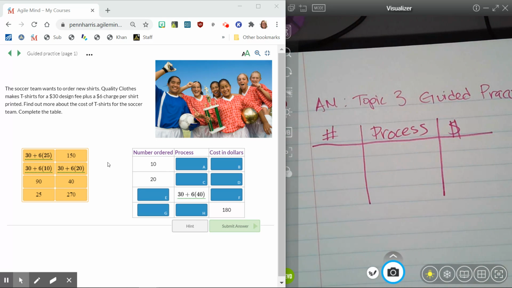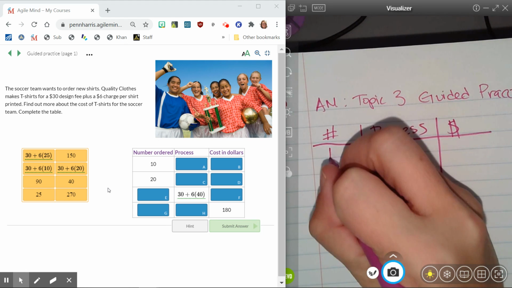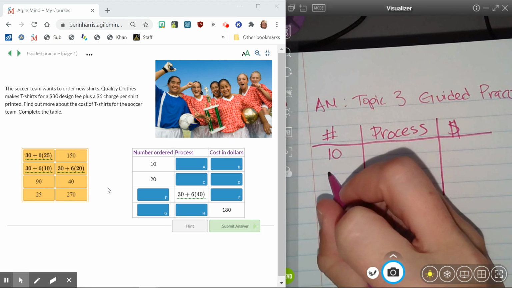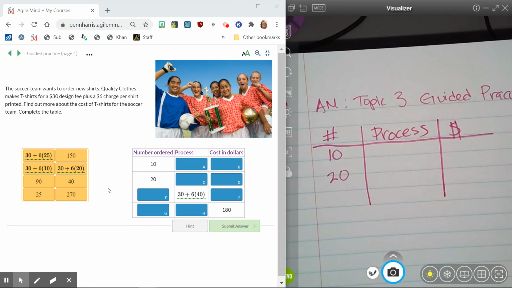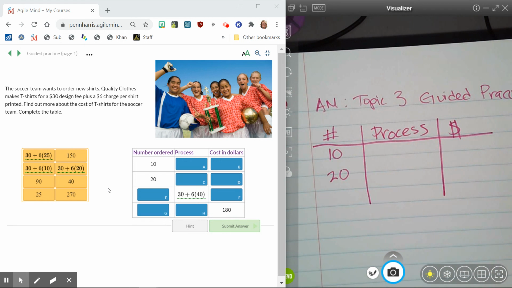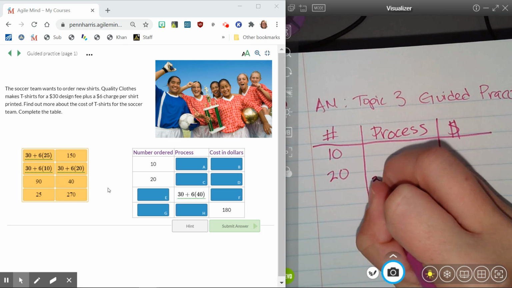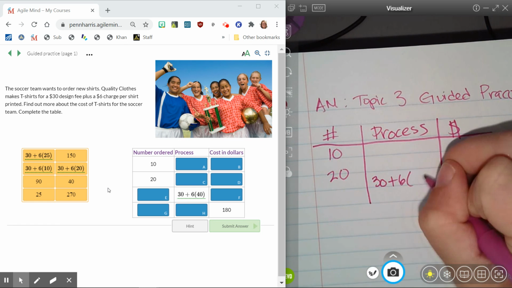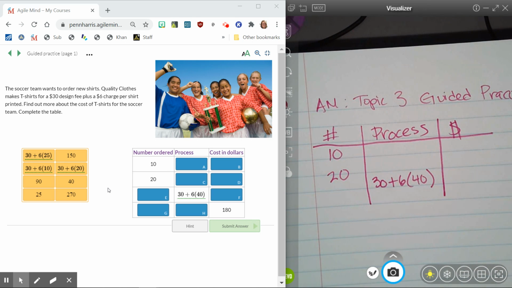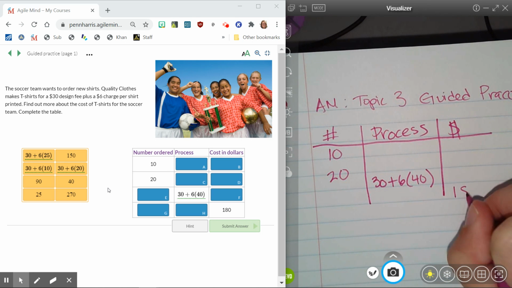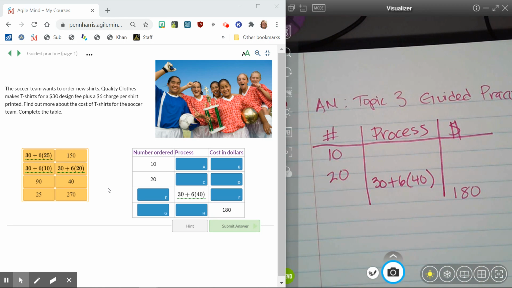Okay, so they give us the first blank. They say 10. They give us the second blank of 20. Sorry, not $20, 20 ordered. They give us a process down here that says 30 plus 6 times 40. And then they give us a blank down here that says 180. And they want us to fill this in.